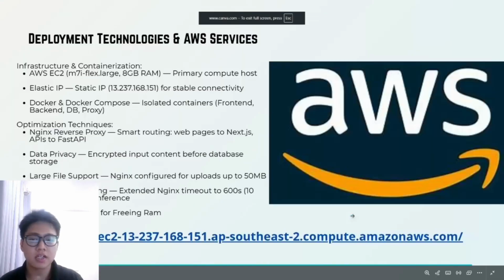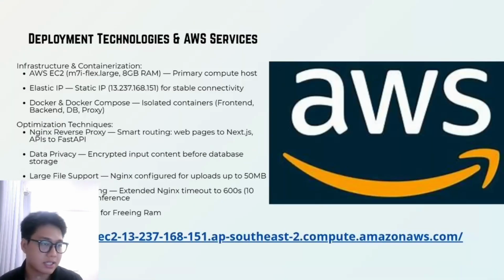Hello everyone, hello teachers. We will talk about our deployment architecture. We deploy the entire system on a single AWS EC2 instance with 8 GB RAM, using the M7i-flex large instance type. We use an Elastic IP to ensure stable access. Everything is containerized using Docker Compose. We separate into two Dockerfiles, one for the backend and one for the frontend, and use Docker Compose to compose these two.